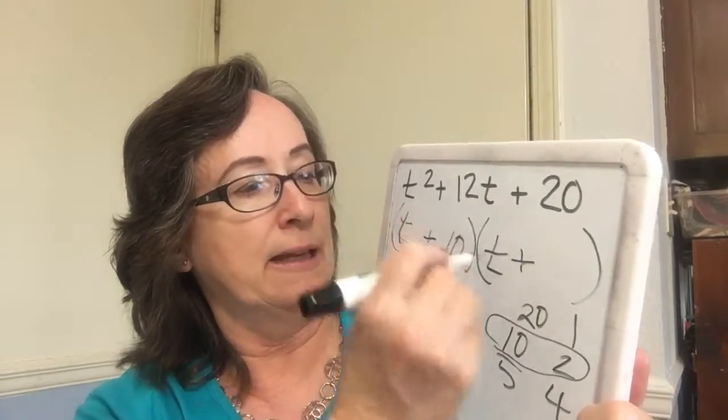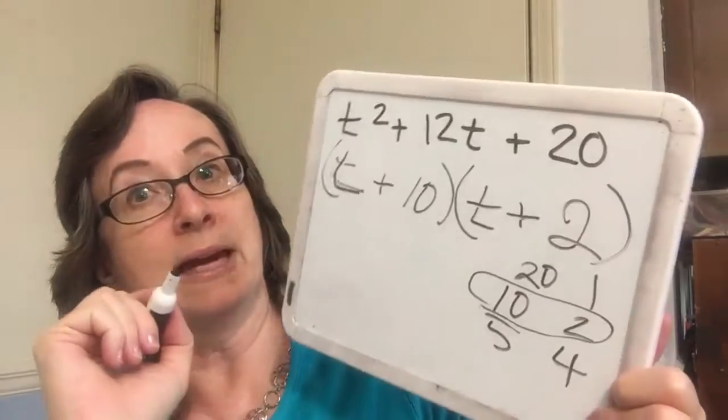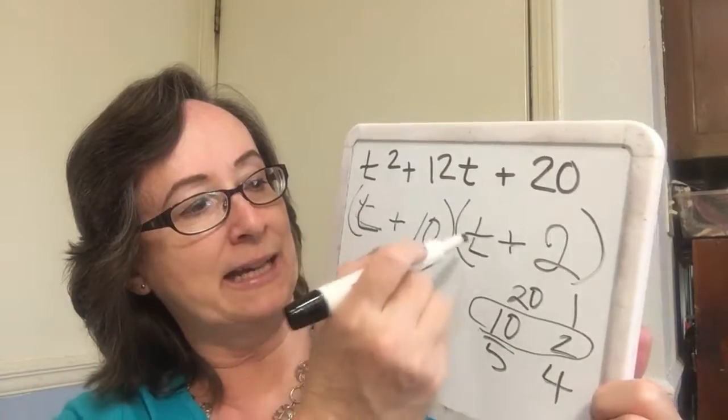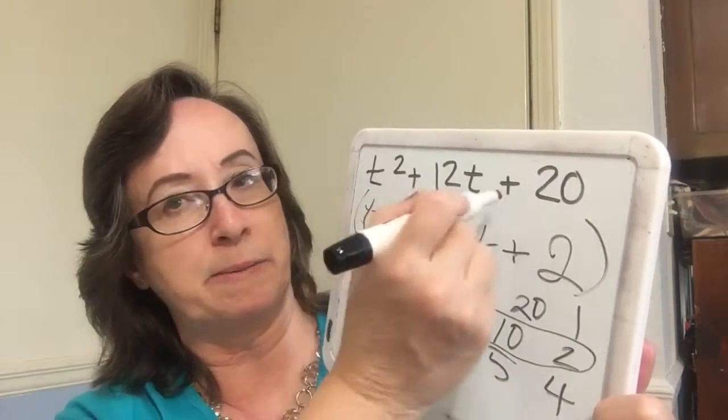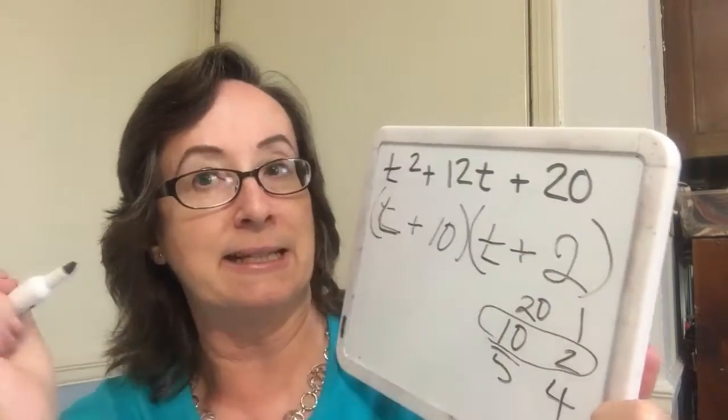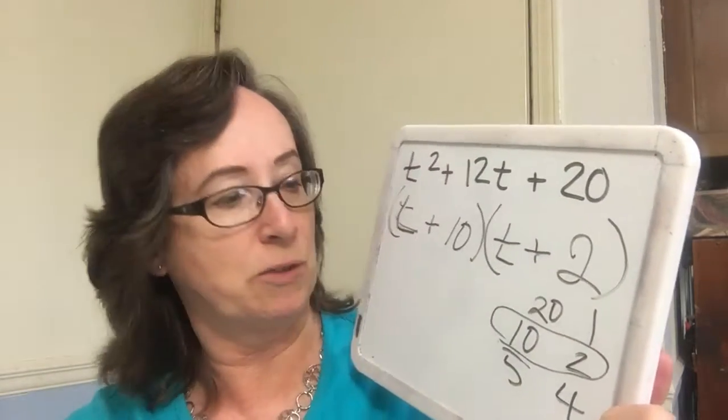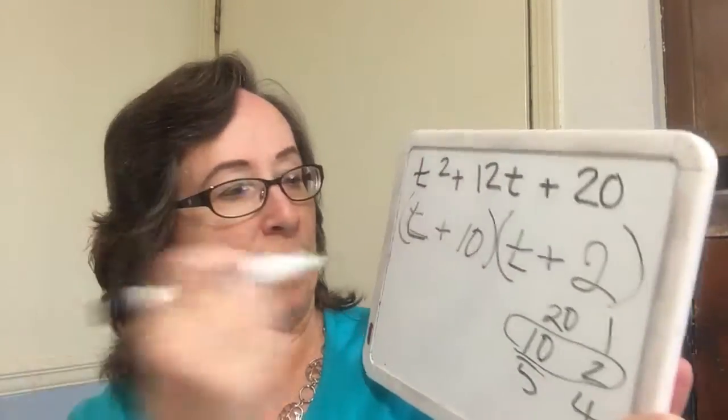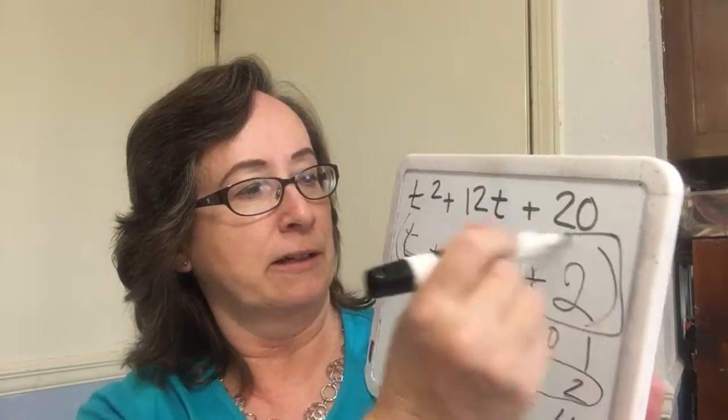So 10 and 2. And when I FOIL that together, I end up with a 10t, and a 2t gives me the 12t, but 10 times 2 gives me 20. So I wind up with it factored, okay?